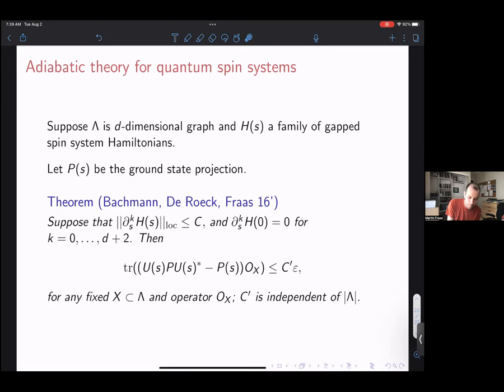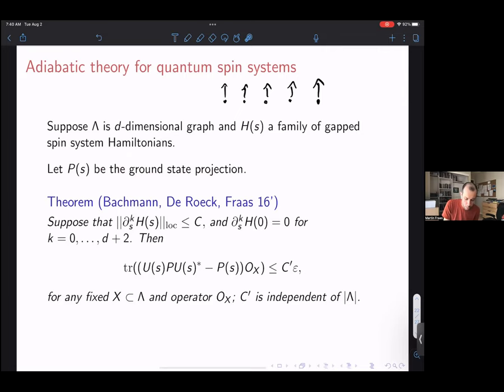and the family of Hamiltonians H_s, that is a family of gapped spin system Hamiltonians. Spin system means that I have a certain number of sites and on each of the sites there is a spin. That is what is referred to as a spin system. I have this P_s that would be the ground state projection of this Hamiltonian.